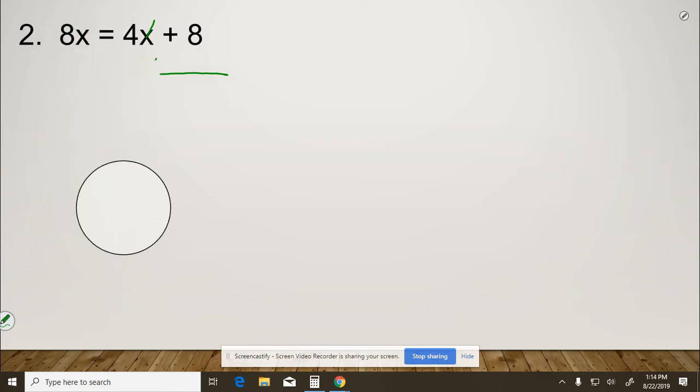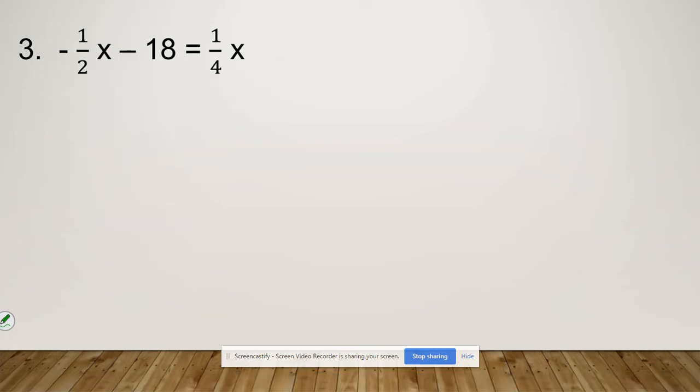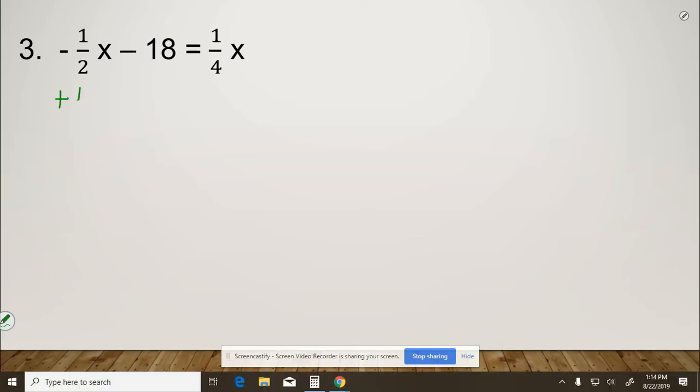All right. Moving to number 3. Now I make it a little bit more challenging with some fractions. Still the same setup. All right, so I have negative 1/2 x and 1/4 x. Those are the like terms. I want to take from the side that has more. So I want to move the negative 1/2 x to the other side. The opposite of negative 1/2 is positive 1/2. So I'm going to add 1/2 x to both sides.